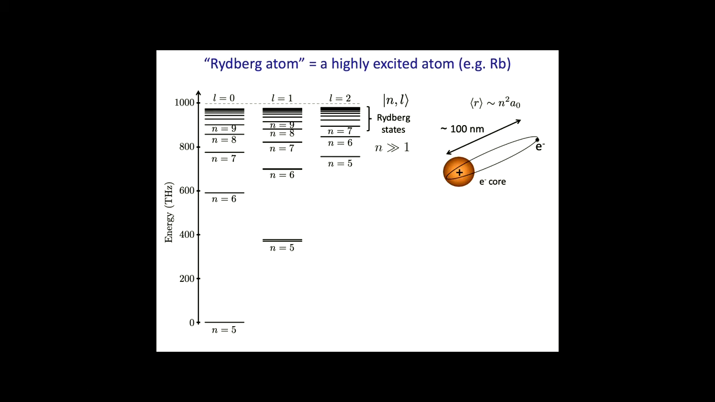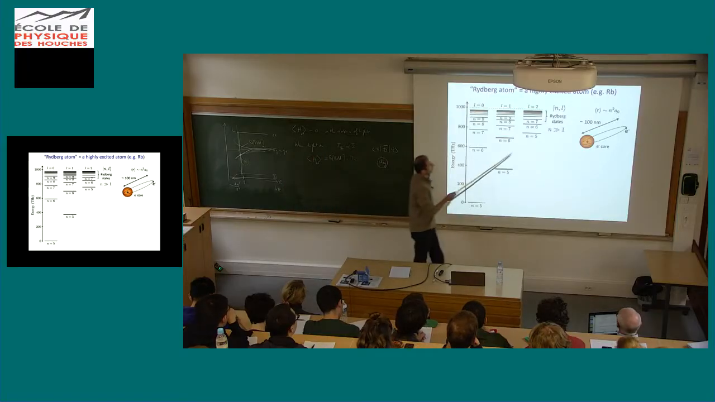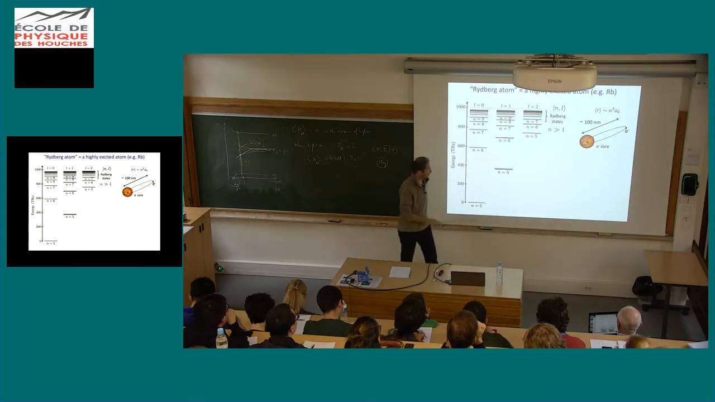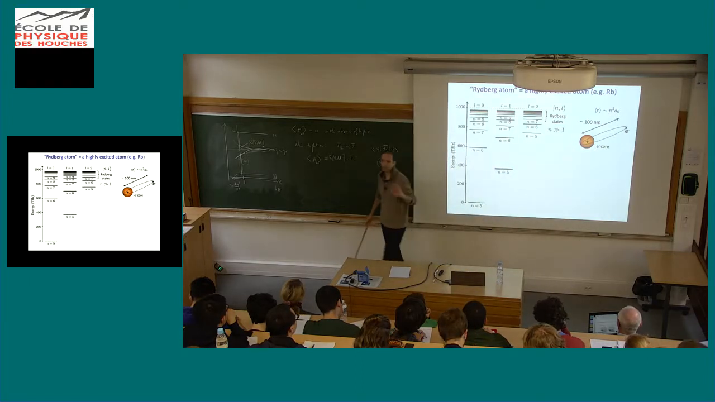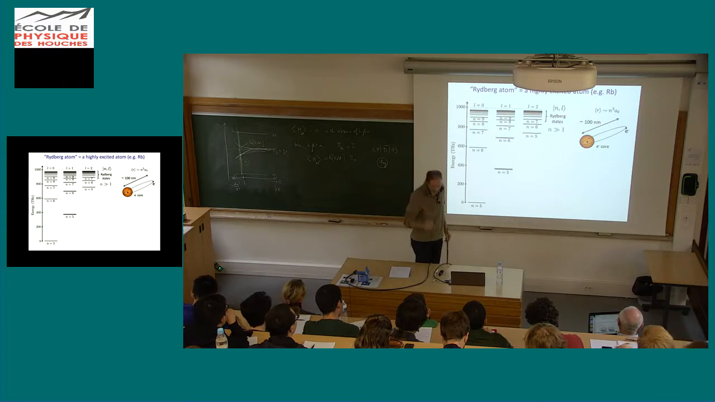So classically, and it's always important to have classical pictures, those highly excited states correspond to states where the electron is far from the nucleus. And in a minute, I will do the scaling, and this classical model is very useful to recover the scaling very rapidly, if you've forgotten everything about your hydrogen wave function from the Schrodinger equation.